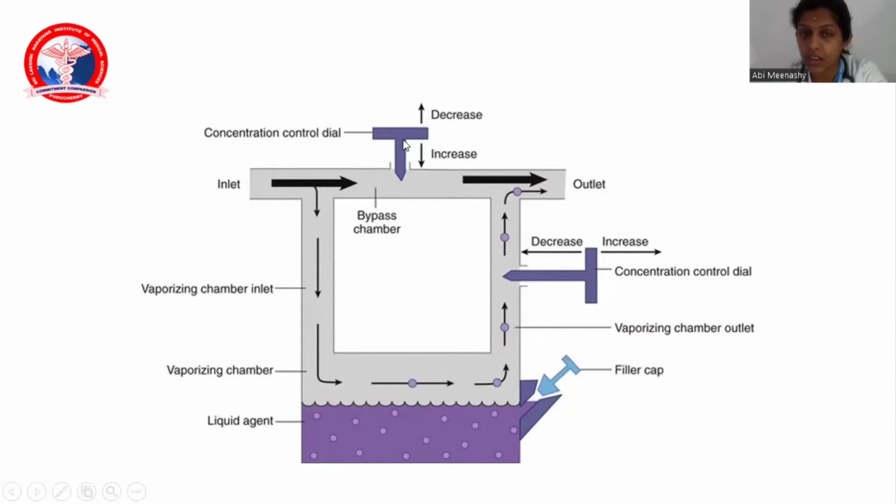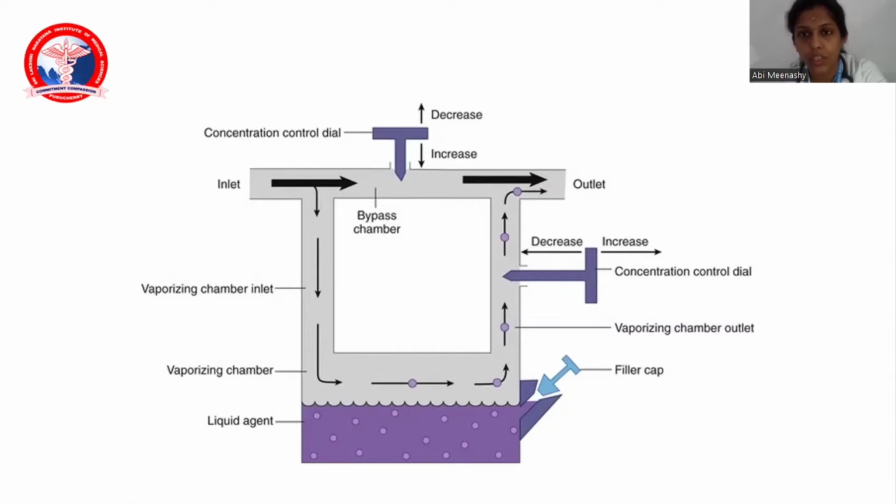When you decrease the concentration, this dial will go up. So this pathway is open. A lot of fresh gas flow will go by the bypass chamber and very little will go into the vaporizing chamber. Thereby you can decide how you will get your concentration.